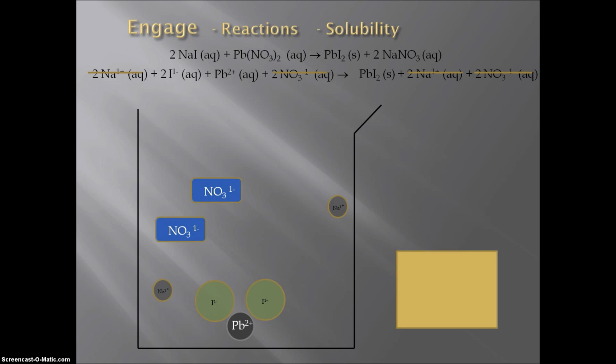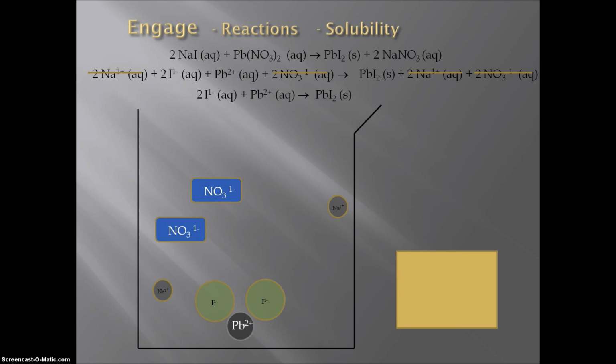You notice the things that were just crossed off, the 2Na1+. It occurs on both sides. If it occurs on both sides, it's not part of the reaction. The 2NO31- also occurs on both sides. If it occurs on both sides, it's not part of the reaction. We call those ions spectator ions, and spectator ions do not need to be written.